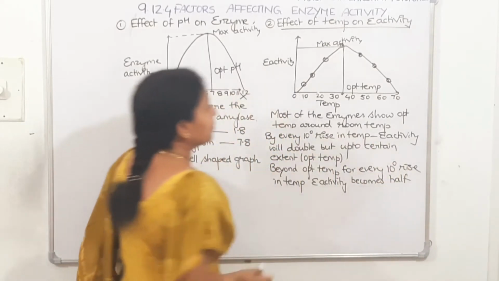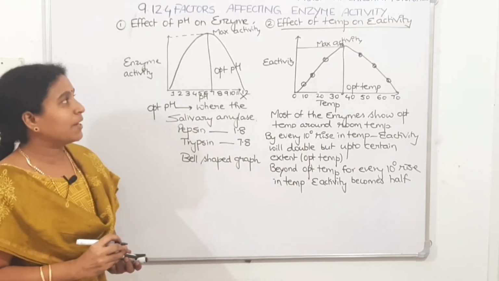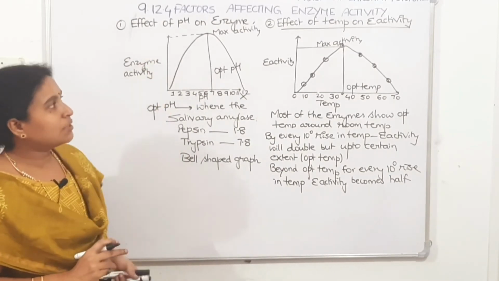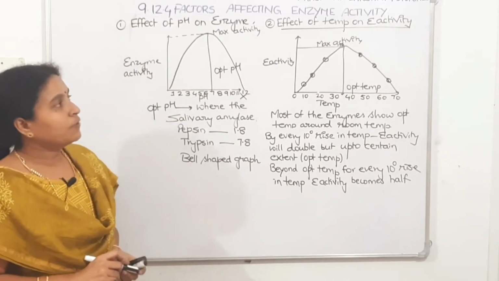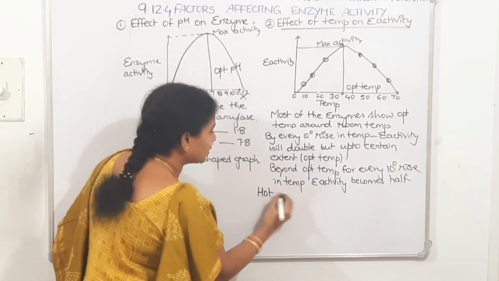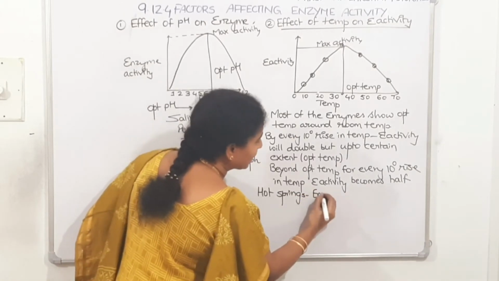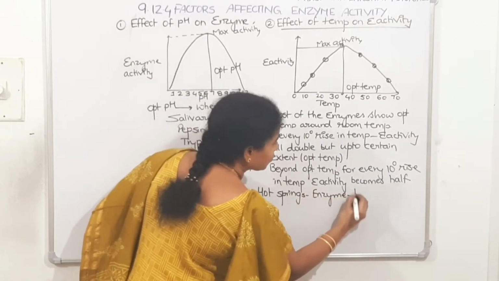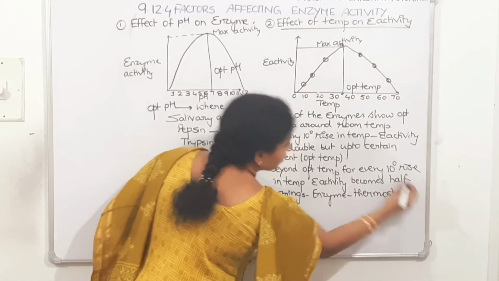The enzymatic activity becomes half. So this is the effect of temperature on the enzymatic activity. Factors affecting enzymatic activity: we have seen the first factor, effect of pH, and the second factor, effect of temperature. I talked about certain bacteria which are growing in hot springs. Only for these bacteria, those bacterial enzymes are thermostable. Rest all are thermosensitive only.